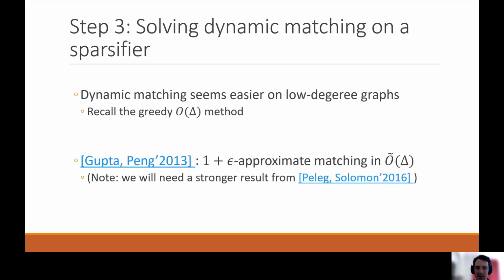Right. And step 3 is when we solve the dynamic matching itself on the sparsifier. It seems to be an easier problem to solve dynamic matching on sparsifiers, and the little example we had about maintaining a maximal matching on a low degree graph can give an intuition why that is. In fact, there are very strong results on maintaining dynamic matchings on sparsifiers. The canonical results are from Gupta and Peng, when they showed how to maintain a 1 plus epsilon approximate matching in about order maximum degree time. Note we will be using a different result for step 3, but more on that later.